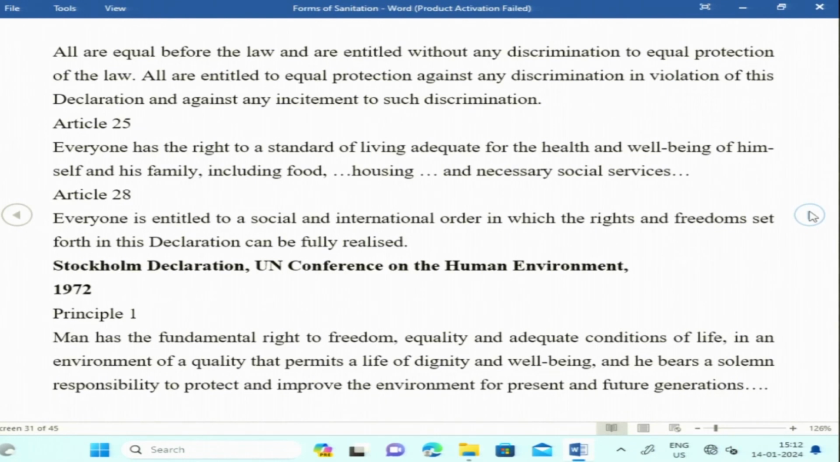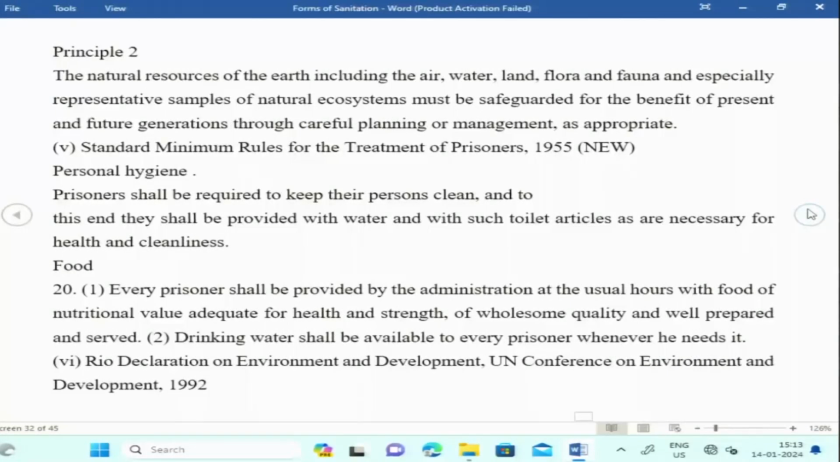And then we try to speak about another important declaration, that is the Stockholm Declaration, the United Nations conference on the human environment held in 1972. The basic principle, Principle 1, emphasizes that man has the fundamental right to freedom, equality and adequate conditions of life. There the concern is more towards permitting a life of dignity and well-being. That, of course, is the major agenda, and Principle 2 reflects upon natural resources, the use of them in terms of air, water, land, flora and fauna, and all these things are to be safeguarded.